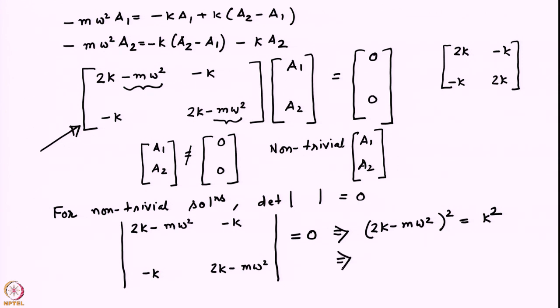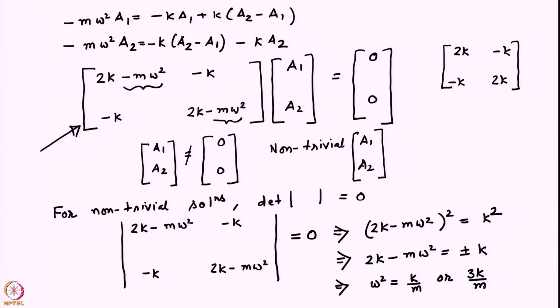And this basically leads to, so we get 2 eigenvalues or 2 frequencies of oscillation in which the system can oscillate. It is 2 because there are 2 degrees of freedom and the frequencies are distinct from each other. One is k by m, another is 3k by m.